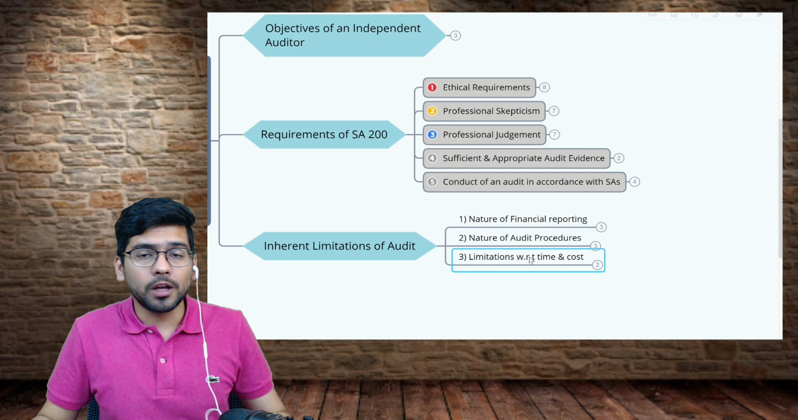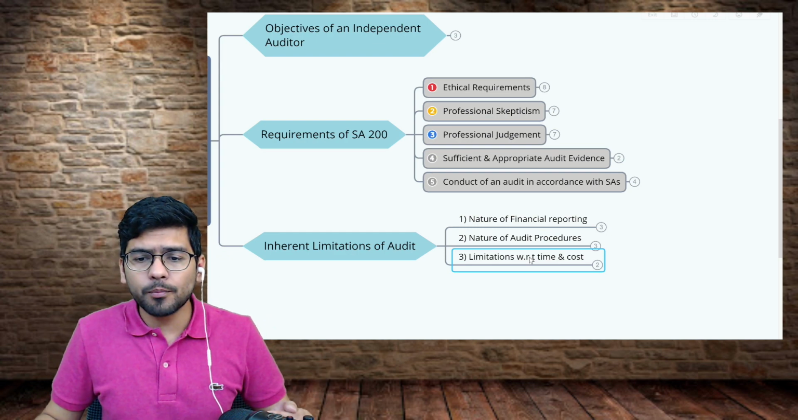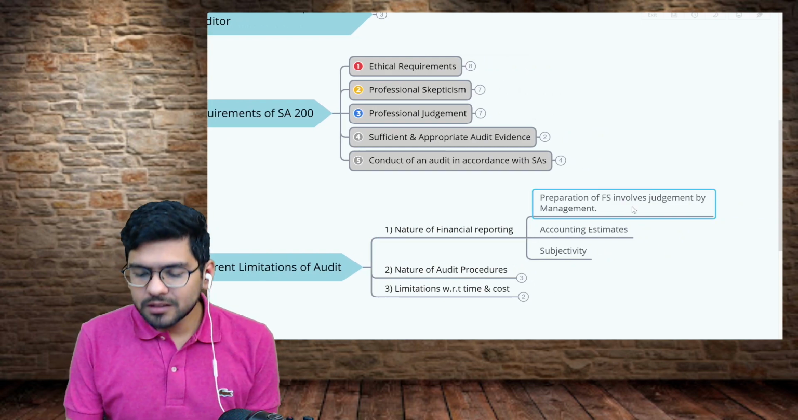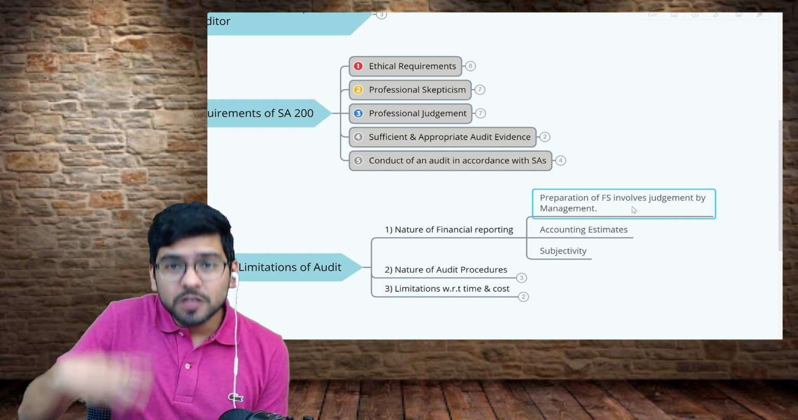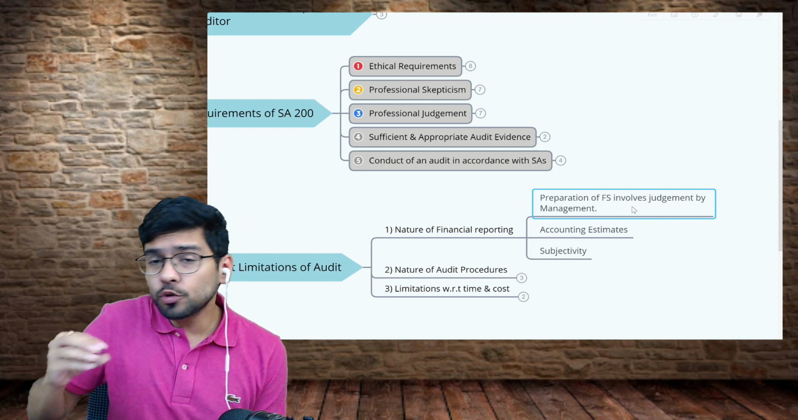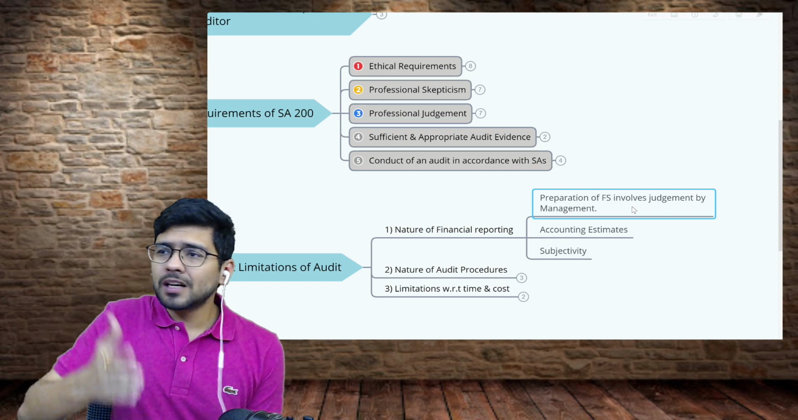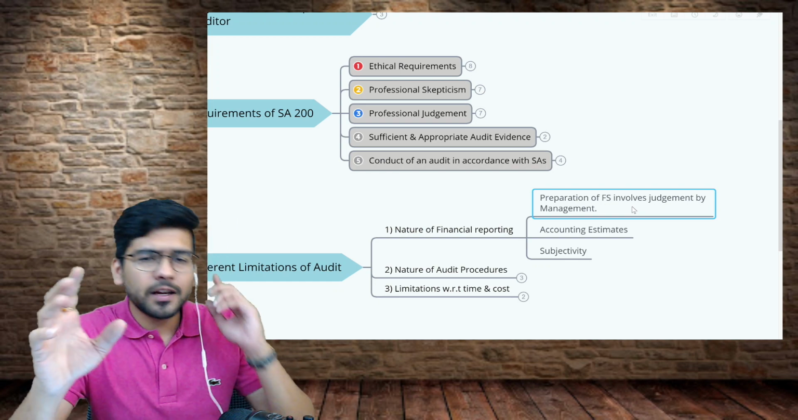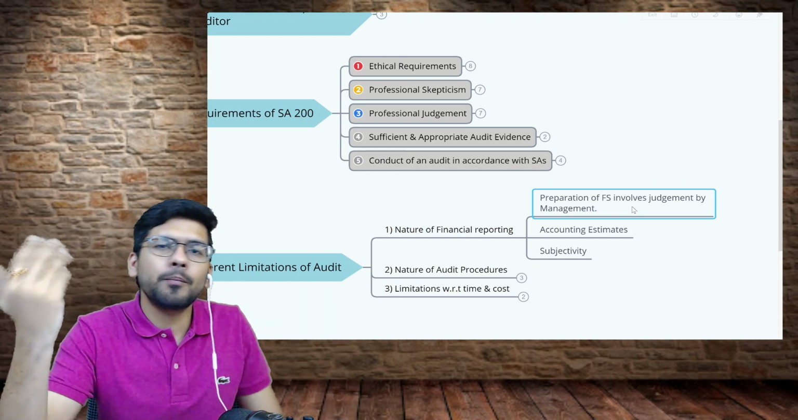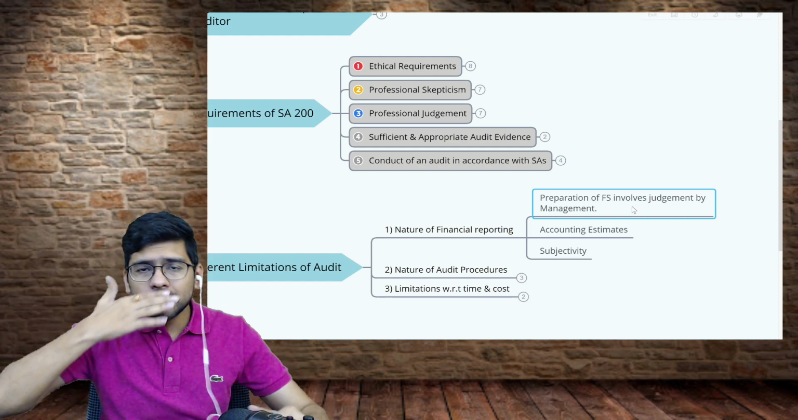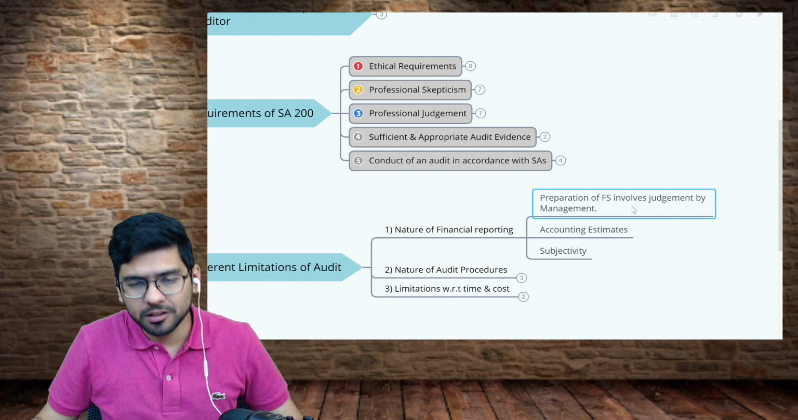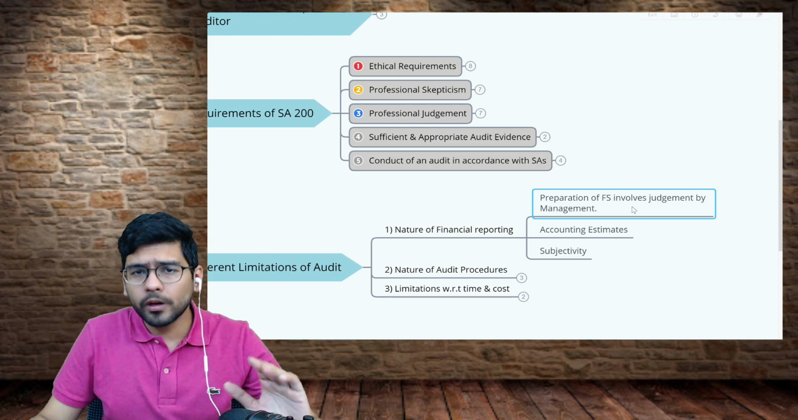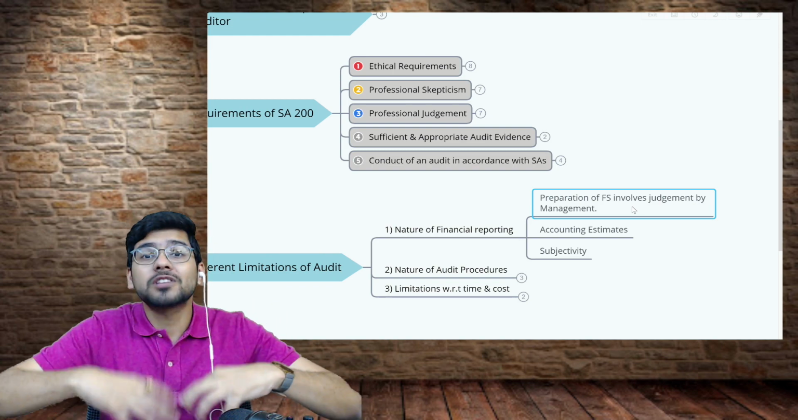First is nature of financial reporting. Now when I discuss nature of financial reporting as a limitation, please remember that preparation of financial statements involves judgment by management. A lot of judgment is used by the management when they prepare financial statements. They use a lot of estimates. For example, for this particular year, management told me that they think that this much amount of debts are going to be doubtful, and they make a provision accordingly. Now I have got no audit procedures basically to verify this. They tell me that this is the provision for doubtful debts that they feel, and I have to agree on it. There is a lot of subjectivity involved here.